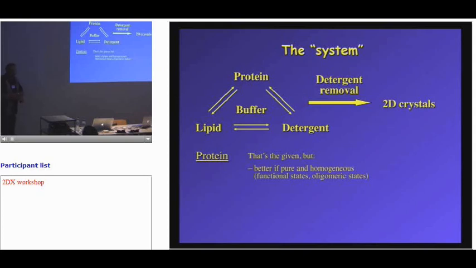And probably the same is happening with functional states. So I do believe to start with, you want to have the most homogeneous protein, but it doesn't necessarily mean that if you have a heterogeneous population that you don't get 2D crystals.